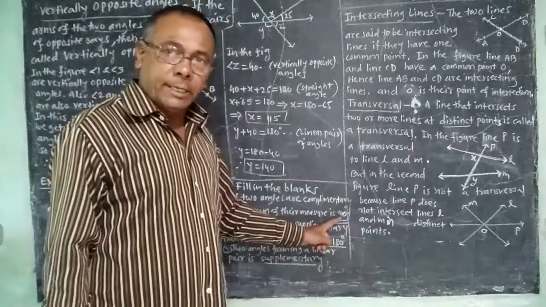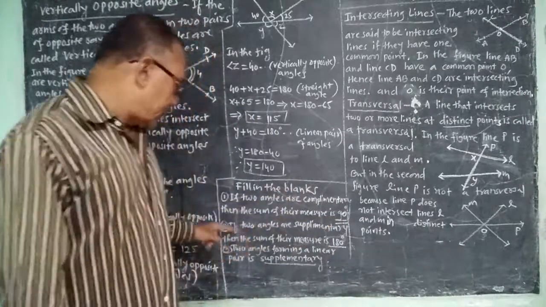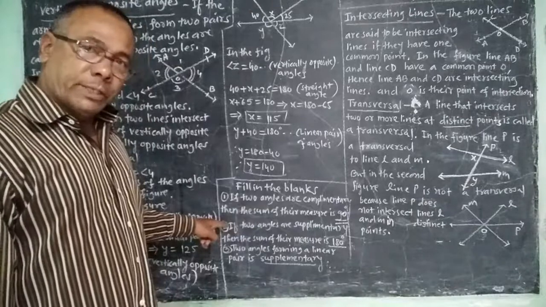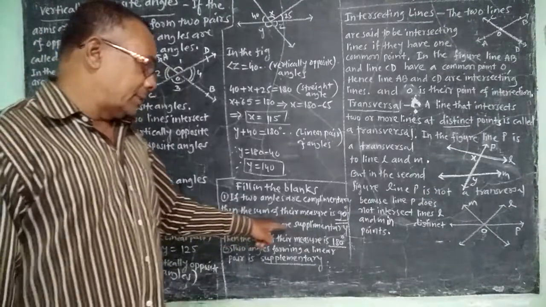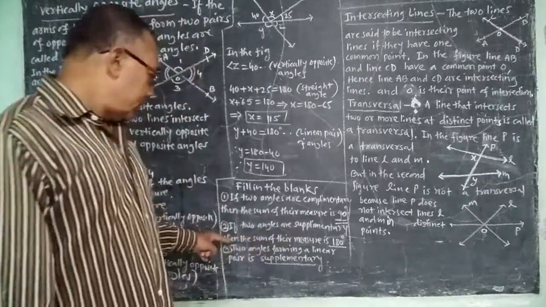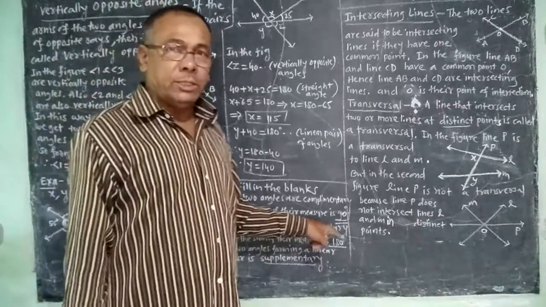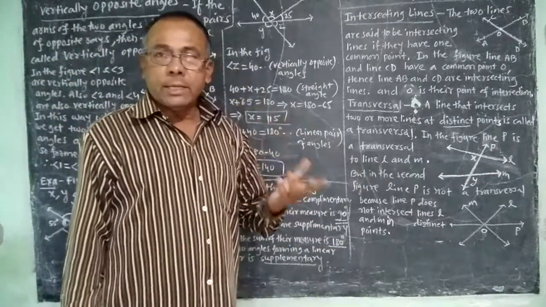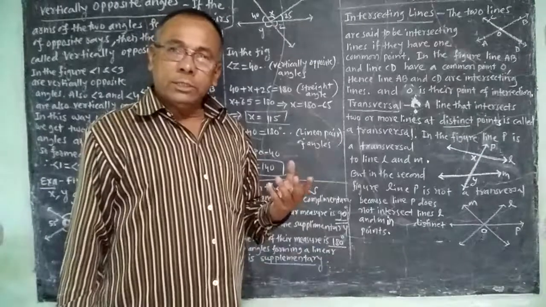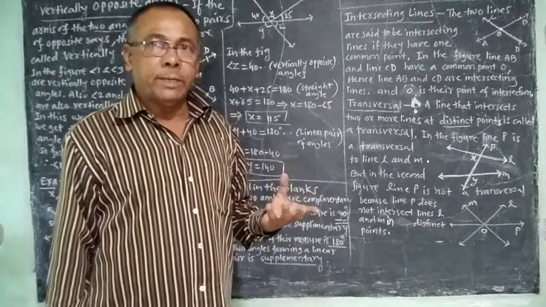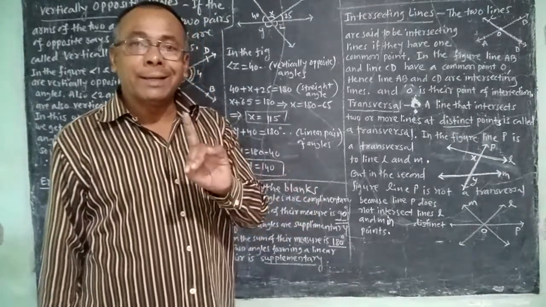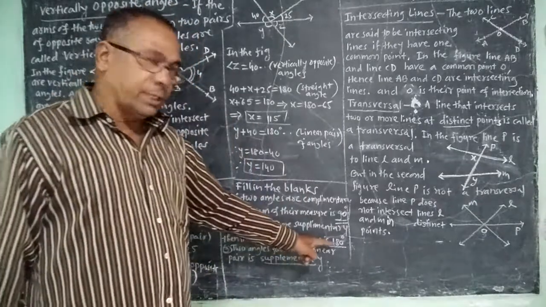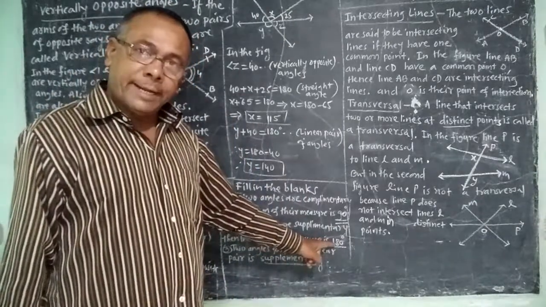In the second question, it is given that if two angles are supplementary, then the sum of their measure is dash dash. Again we know that two angles are said to be supplementary if their sum is 180 degrees, and therefore our answer is 180 degrees.